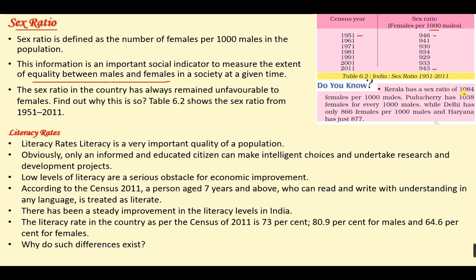Kerala has a sex ratio of 1084 females per 1000 males. Puducherry, 1038 females for every 1000 males. While New Delhi has only 866 females per 1000 males, and Haryana 877. This is the lowest in our country. So maximum gender discrimination you can observe in these states, Delhi and Haryana. The sex ratio in the country, okay, this we covered here.